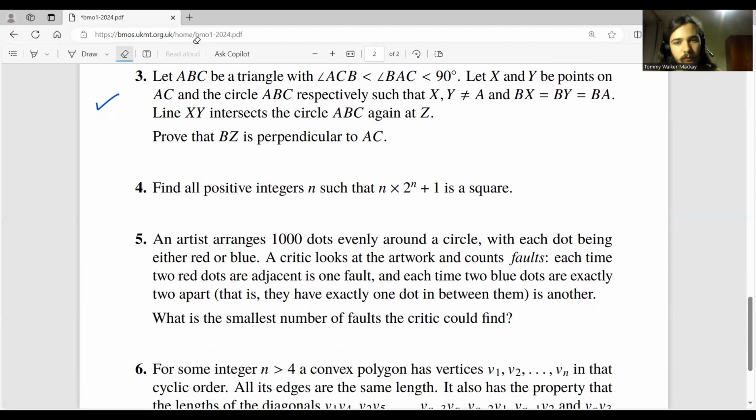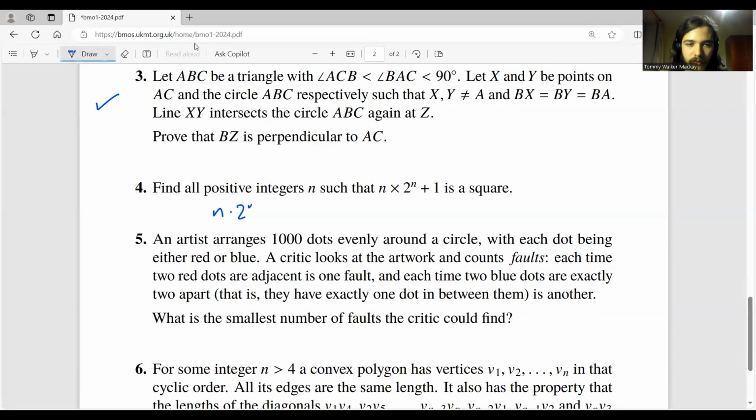Okay, question 4. Find all positive integers n such that n times 2 to the power of n plus 1 is square. Okay. So if we're adding 1 to something and we get a square, this looks to me like we probably want to use difference of 2 squares.